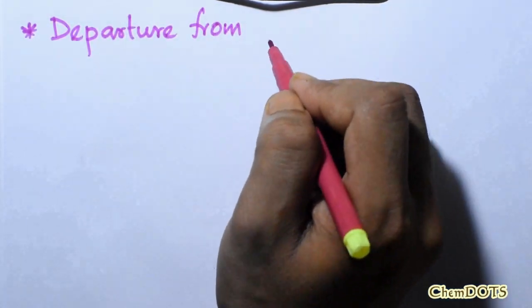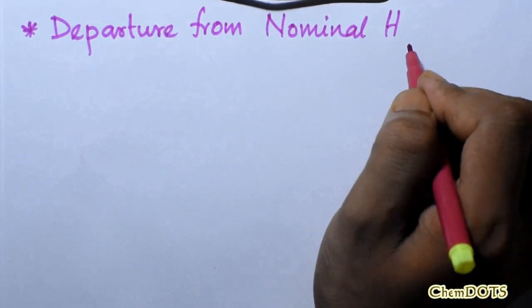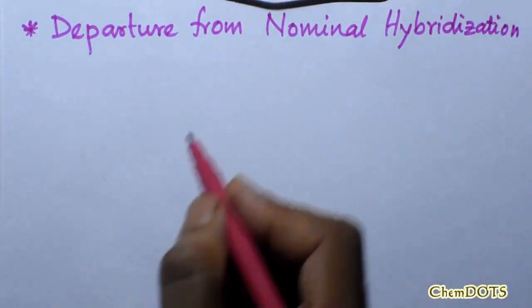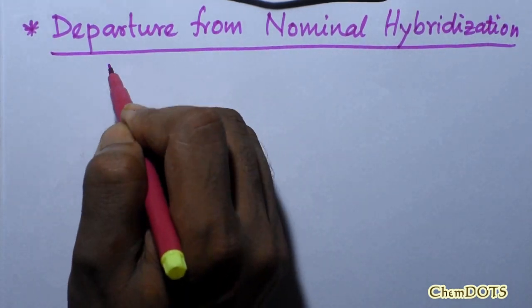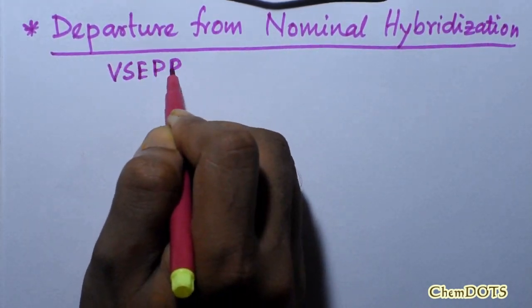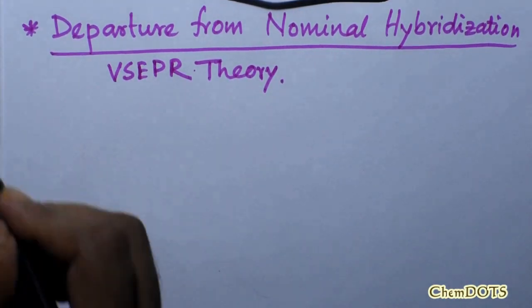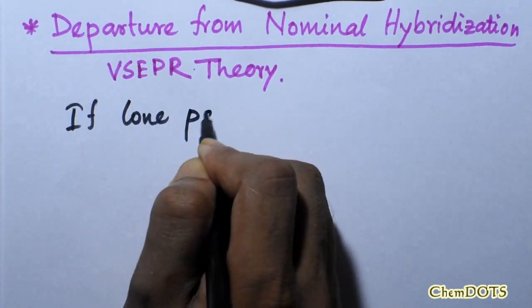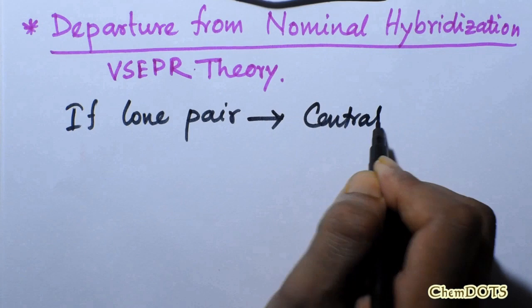Now if the central atom has any lone pairs of electrons, then there will be a departure from the nominal hybridization. According to VSEPR theory, we have found all the bonding structures till now. Now, if there is a lone pair of electrons on the central atom, what will be the case?